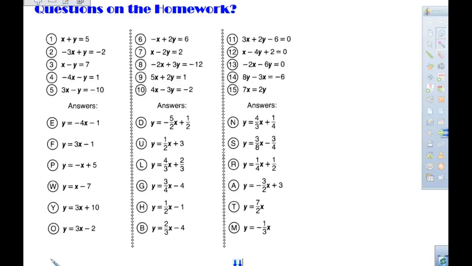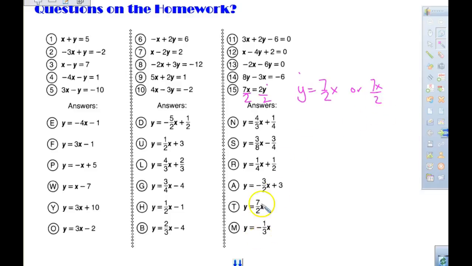When you look at y equals in number 15, and all of these in that last column, as you're solving for y, we already have 2y by itself. So all you have to do to finish the problem is divide by 2, which means y is equal to 7 over 2x. Someone said, well, isn't that the same as 7x over 2?